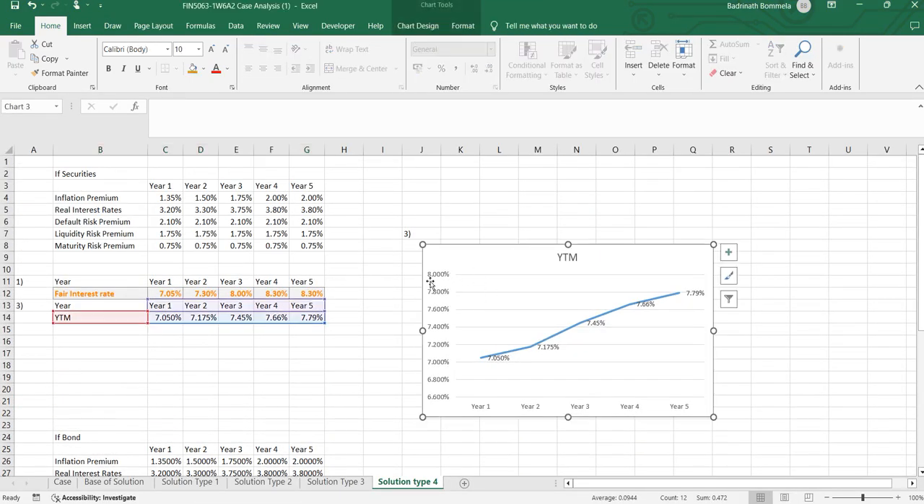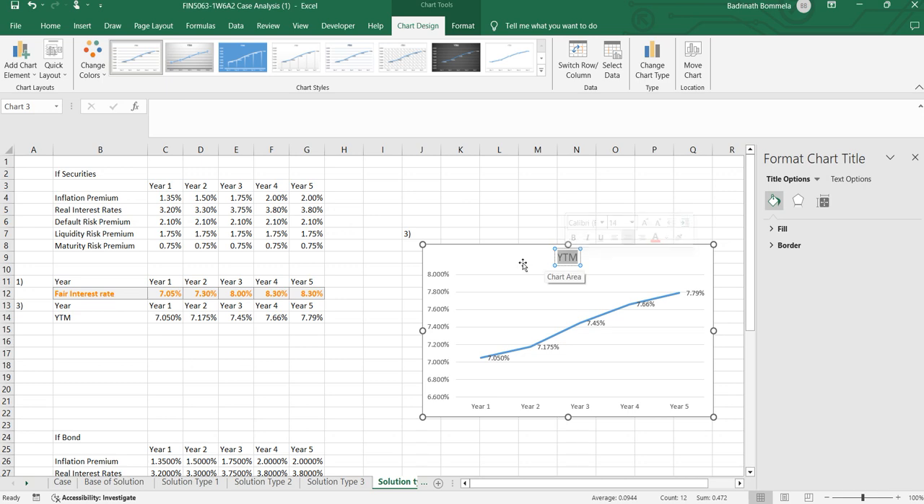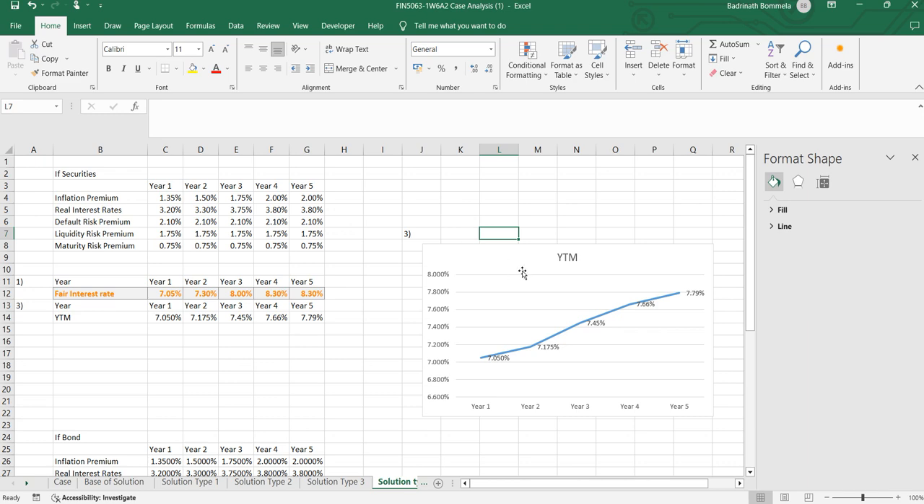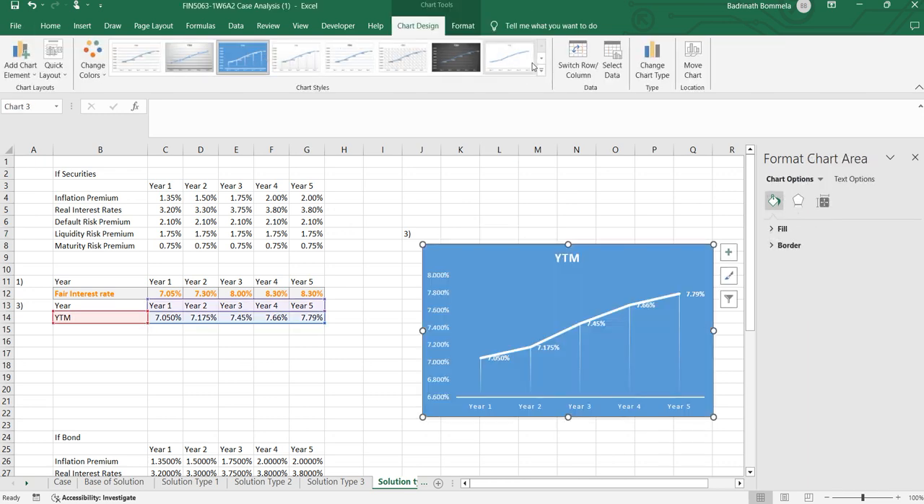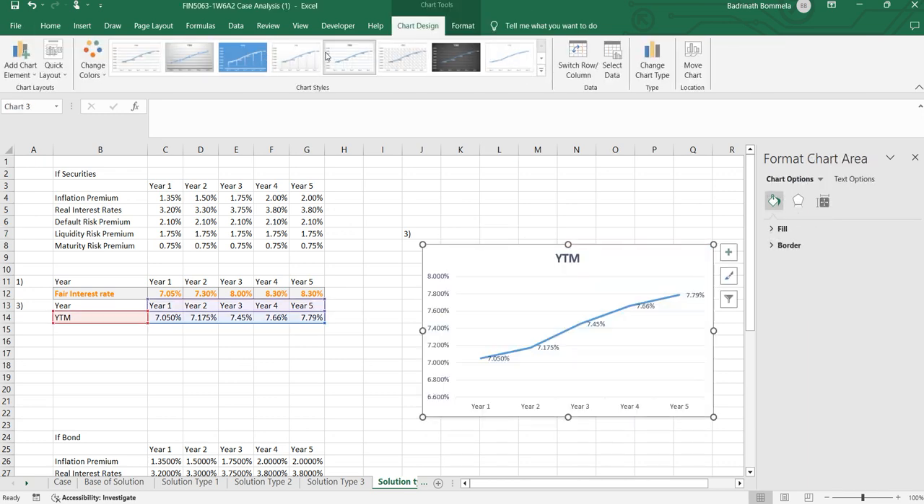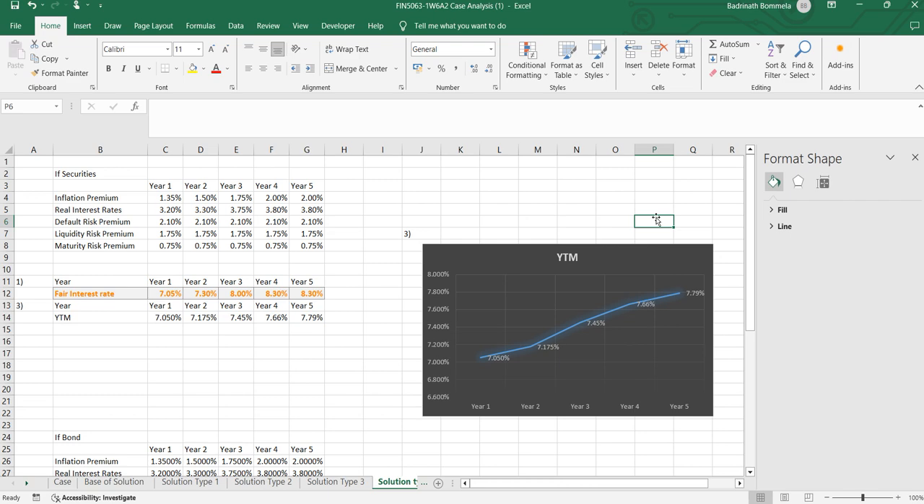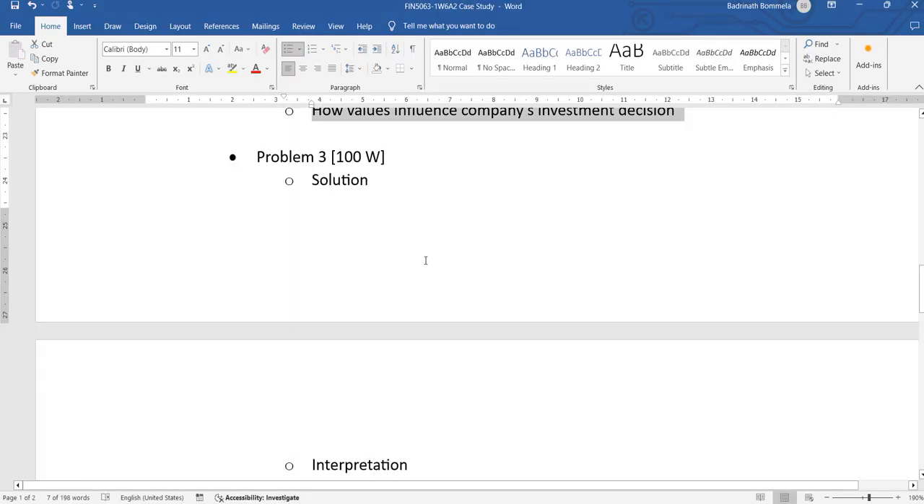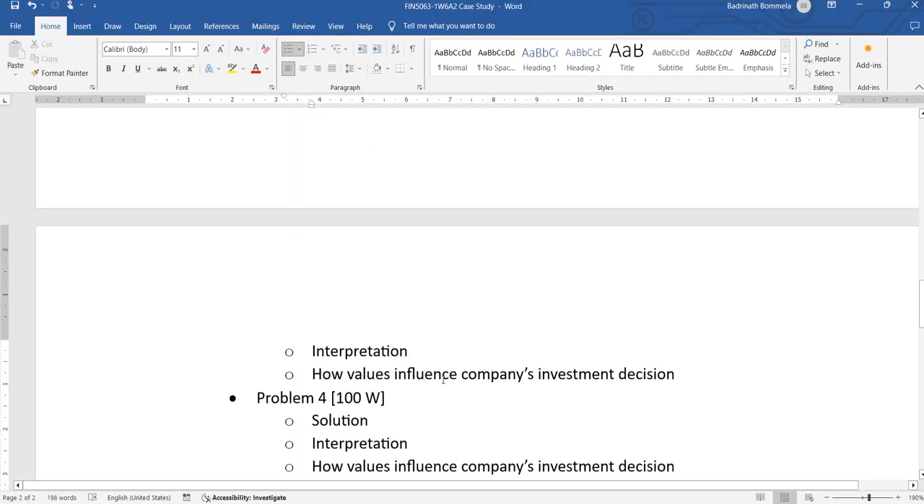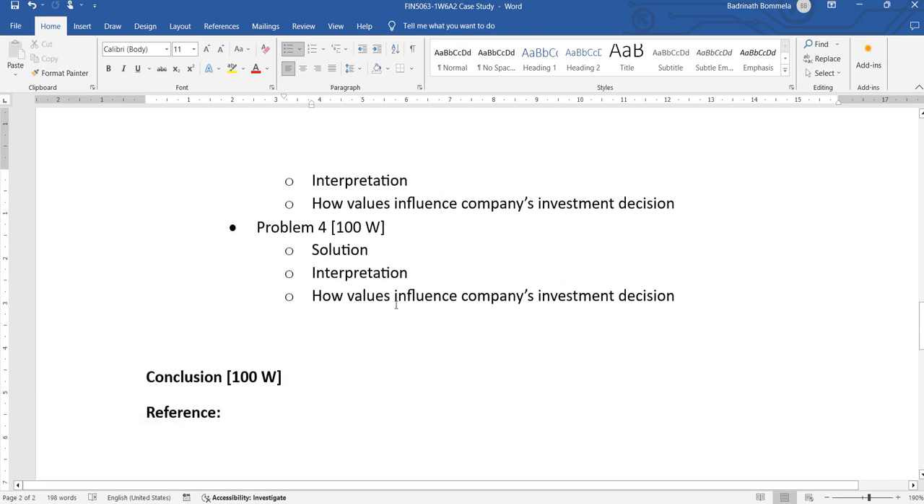Next, for the fifth question, we just make a change to the graph, maybe YTM of treasury securities. You can change color and other things, and change the way it should look. You can change it as needed. Just give a screenshot of the graph here. Interpret the graph, and explain how your interpretation is going to influence the investment decision.